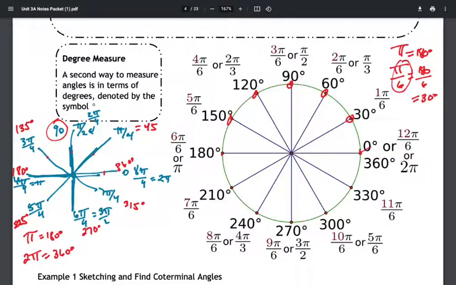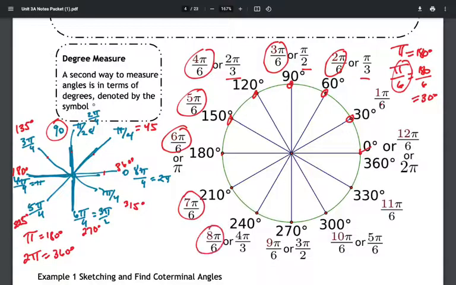So right here was 0, and then we've got pi over 6, 2 pi over 6, which is the same thing as pi over 3, 3 pi over 6, which is the same thing as pi over 2, 4 pi over 6, which is the same thing as 2 pi over 3, 5 pi over 6, 6 pi over 6, 7 pi over 6, 8 pi over 6, 9 pi over 6, 10 pi over 6, 11 pi over 6, and 12 pi over 6. And where those can be simplified, they simplified them.